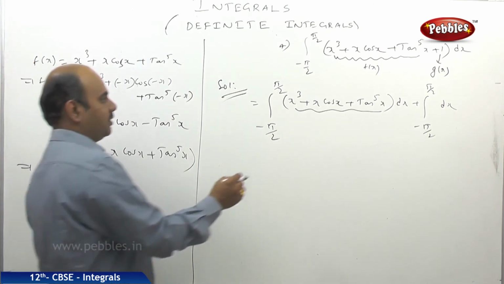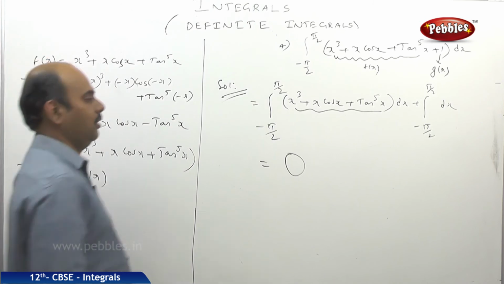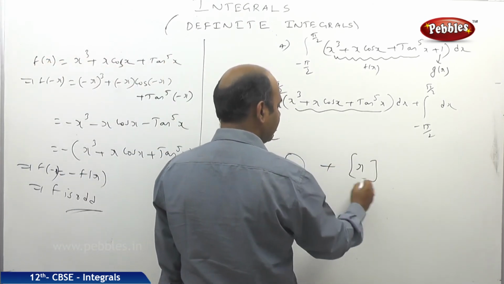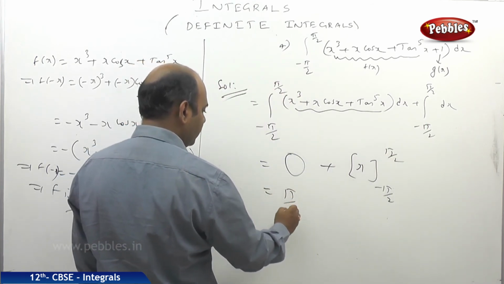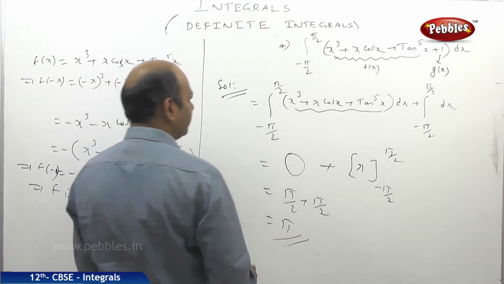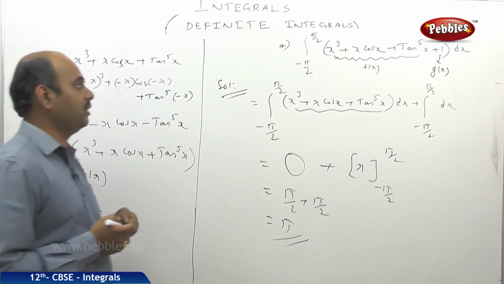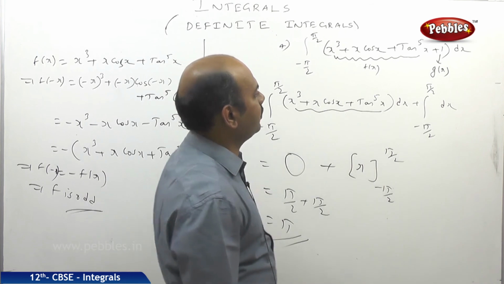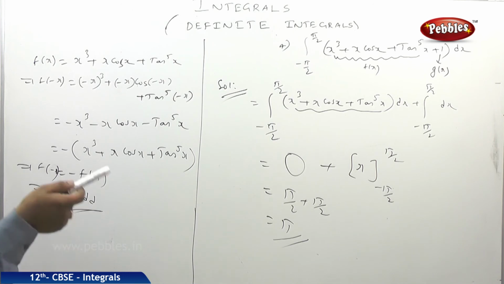If f is odd, integral of minus a to a f of x dx will become 0. And here integral of dx means x and limits are from minus pi by 2 to pi by 2. So here pi by 2 plus pi by 2, upper limit minus lower limit, that is nothing but pi. Very important. But you should mention all this in your rough work if you want to get full 4 marks. That means for the integral minus pi by 2 to pi by 2 x cube plus x cos x plus tan power 5x plus 1 dx, one part you should treat as f of x, another as g of x. So it is also an important problem.